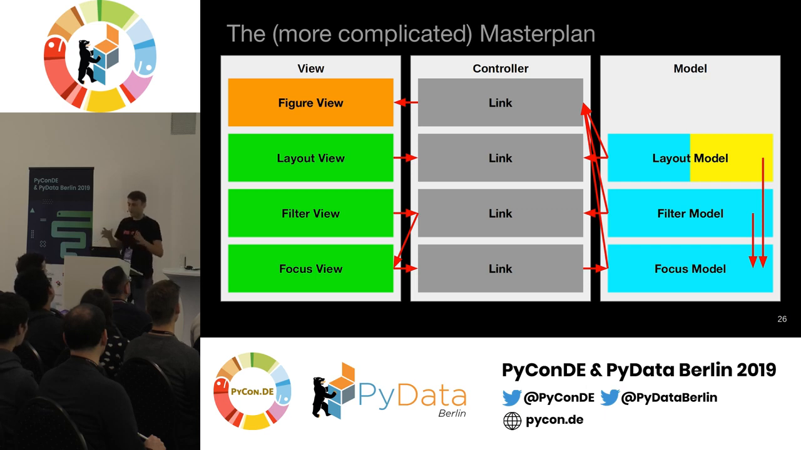And so the more complicated master plan looked a little bit like this. I had different views. I had a view for the figure, which is the actual graph. I had a view for how people can define layouts. I had a view for how people can filter nodes and edges. I had a view for how people can select and find individual nodes. On the other side, I had models. Models that took certain input, calculated certain things on the fly using traitlets. And then I basically had a controller that linked everything together.